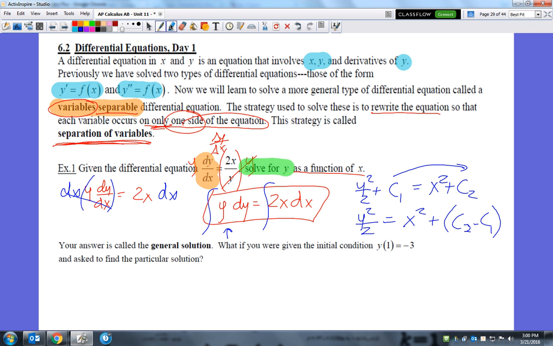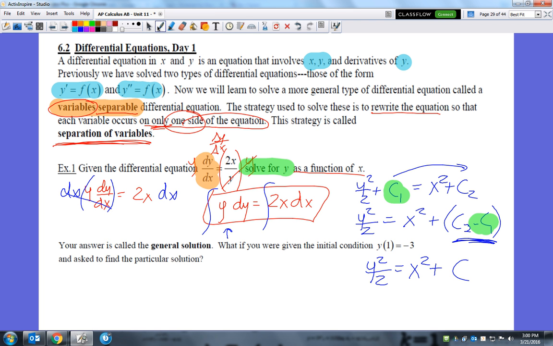Okay, and all I did was move this c, but I'm paying close attention now to the fact that I'm going to have certain values for these c's. Okay, so I'm going to say y squared over 2 is equal to x squared plus something. Now this right here technically is still a constant, and it's the difference of c2 minus c1, but for right now I'm going to generalize it, and I'm going to call it just c.